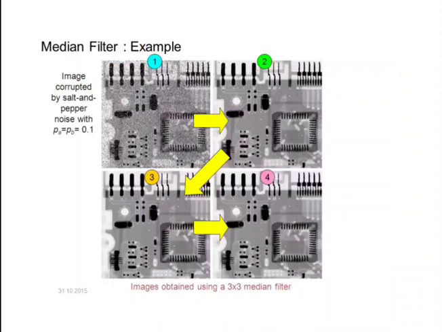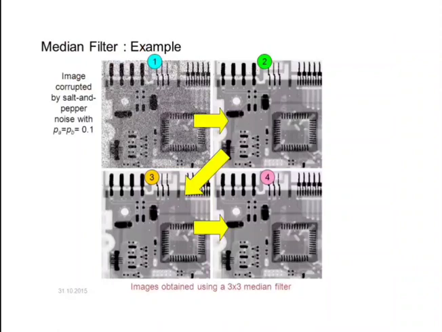Then the next type is the median filter. The median filter is a non-linear digital filtering technique often used to remove noise from an image or signal. Such noise reduction is typically a pre-processing step to improve the result of later processing, for example, edge detection on an image.